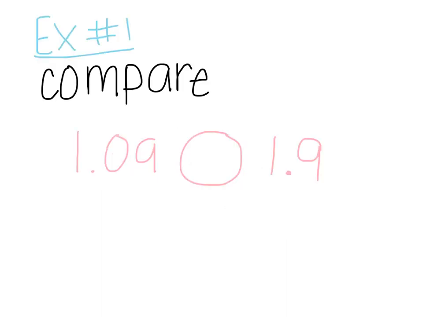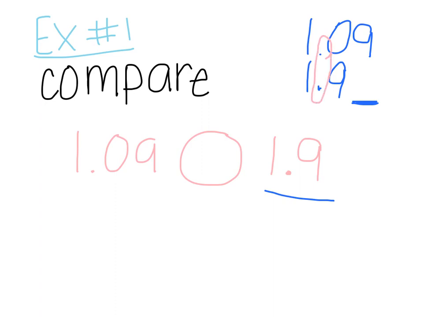Example 1, compare 1 and 9/100 and 1 and 9/10. Again, like we did before with regular place value, I want to line them up. The important thing about decimals is to line the decimals up. So 1 and 9/10 doesn't have anything in the hundredths place. But that doesn't mean you put the 9 all the way on the right. You have to make sure that your decimals are in the same line. So we put a 0 in that missing place to line them up.